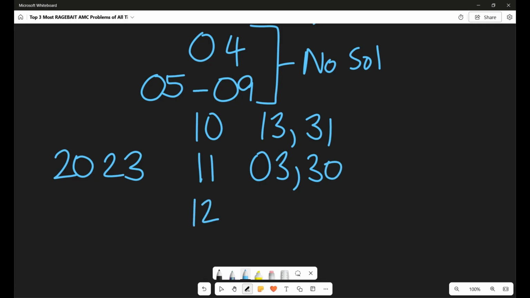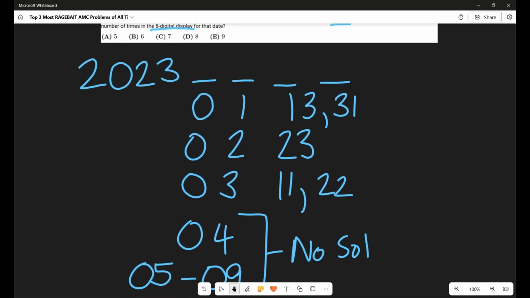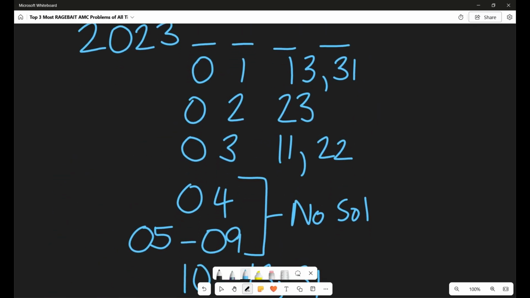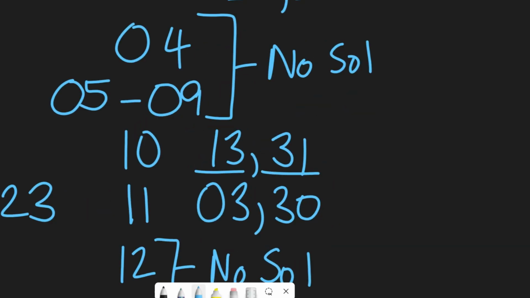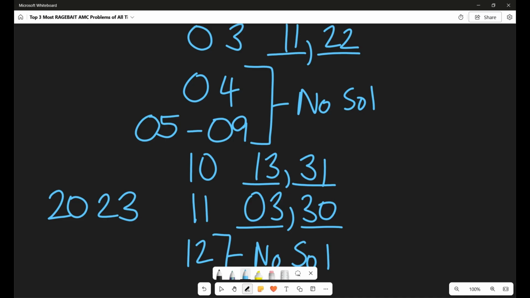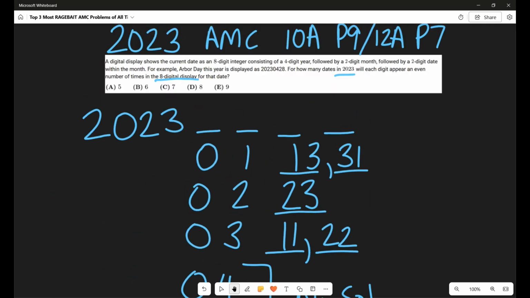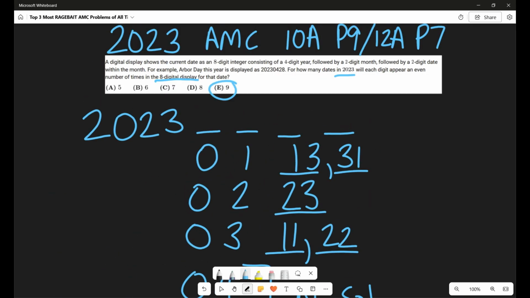And then for 12, we can notice we have 3 2s, an odd number of zeros, an odd number of 1s, an odd number of 3s. So there is no way we can satisfy this. So again, in this case, we have no solutions. And now we can count it all up, and we see that we have a total of 1, 2, 3, 4, 5, 6, 7, 8, 9 solutions. And that is option E.